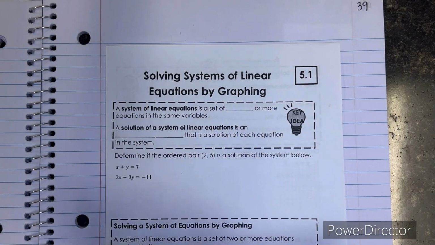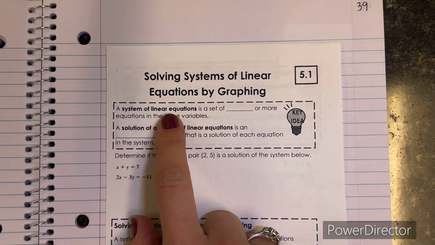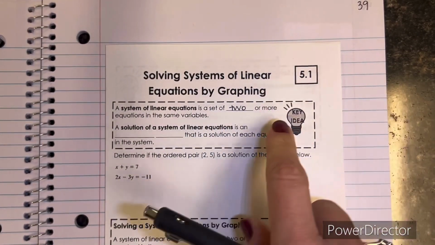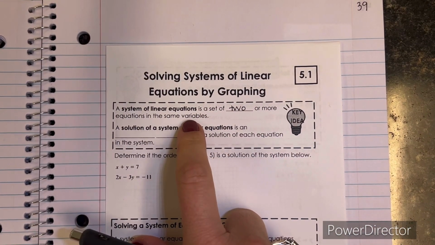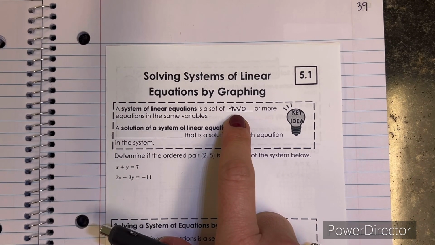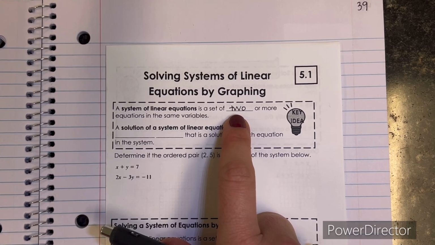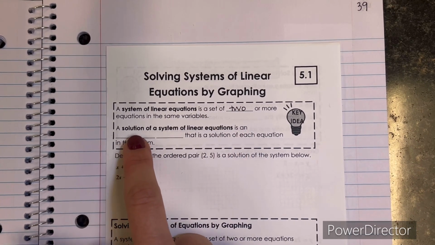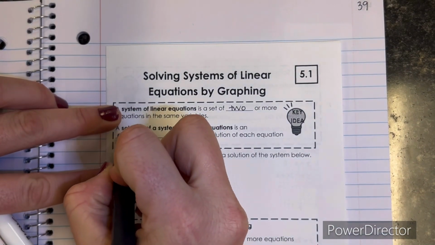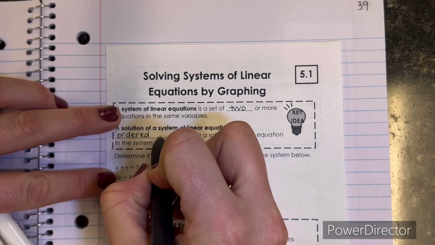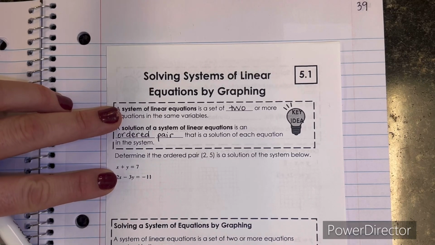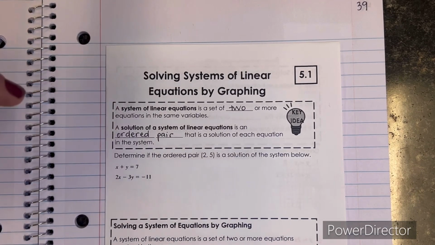To start with a couple of definitions like always, a system of linear equations is a set of two or more equations in the same variables. In Algebra 1, we typically have two, so you won't deal with any that have three. We normally only have two equations that we're looking at the same time. Now, a solution of a system of linear equations is an ordered pair that is a solution of each equation in the system. So we're looking for an ordered pair.